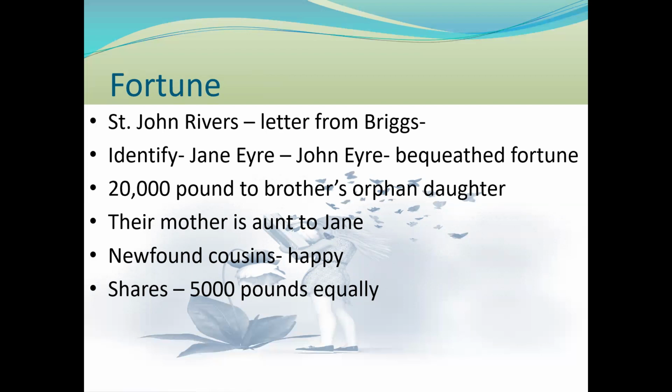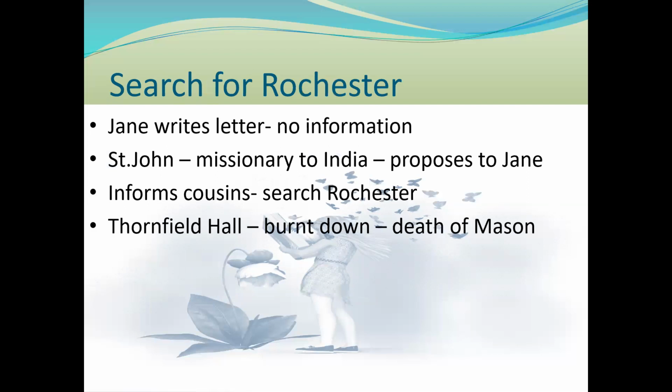Jane is extremely happy and shares her fortune with all her cousins so that each of them can receive 5,000 pounds equally. Jane has become rich and has become elevated in her social status. However, her heart is not at ease. Jane searches for Rochester by writing letters to Mrs. Fairfax and Briggs, but she does not receive any information on Rochester.